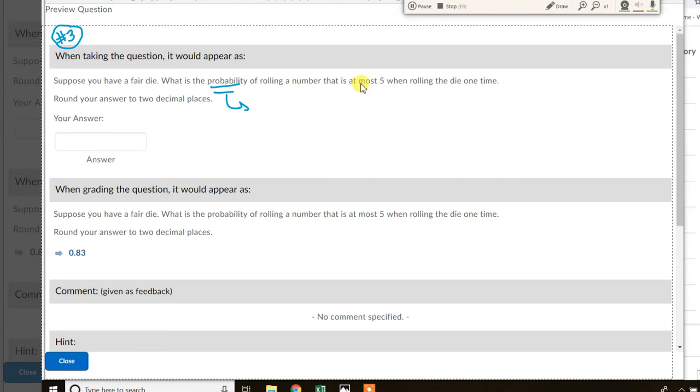So what's an event? Before we even talk about probability, what's an event? An event is a special sort of set of outcomes that we've singled out to study. They all share a certain property. In this case, the event would be rolling at most 5.